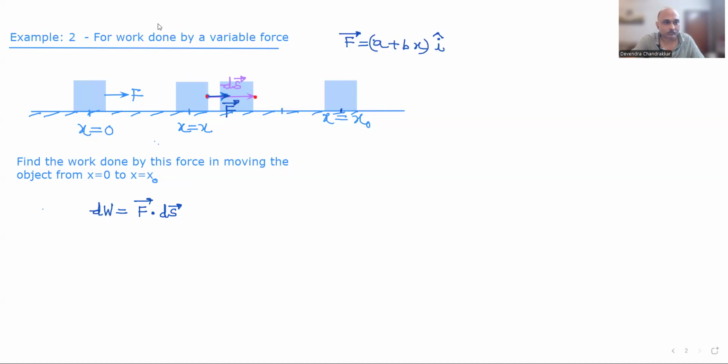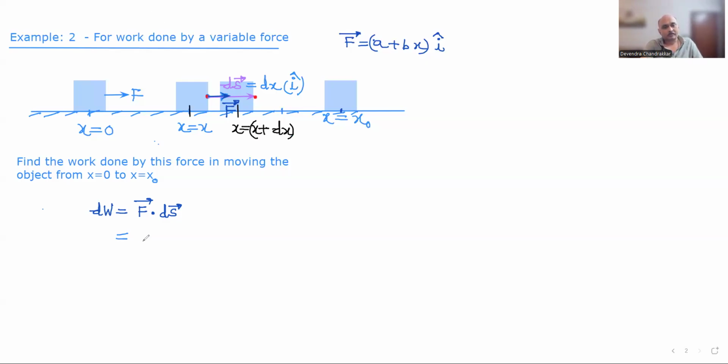So here the displacement vector ds is how much? dx I cap. This is the displacement vector, because we are assuming that the block is displaced by a small distance from x is equal to x to x is equal to x plus dx. It has gone from x to x plus dx. Understood? Everybody understood this? Say yes or no.